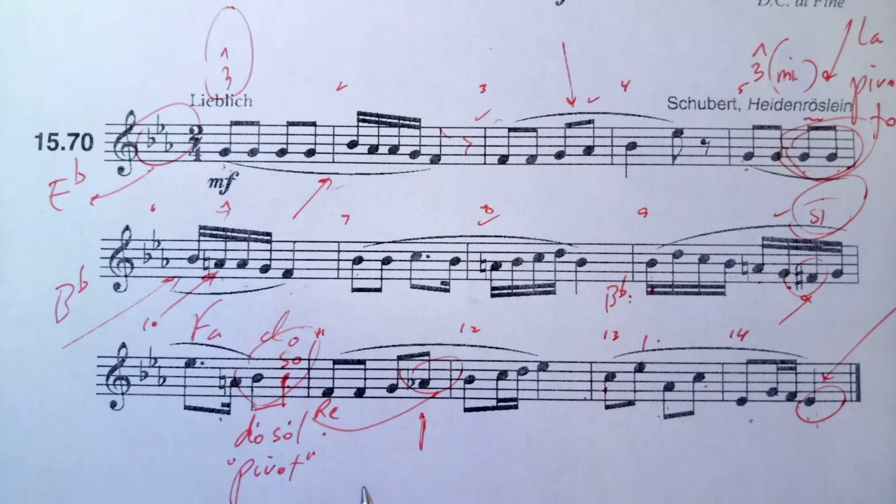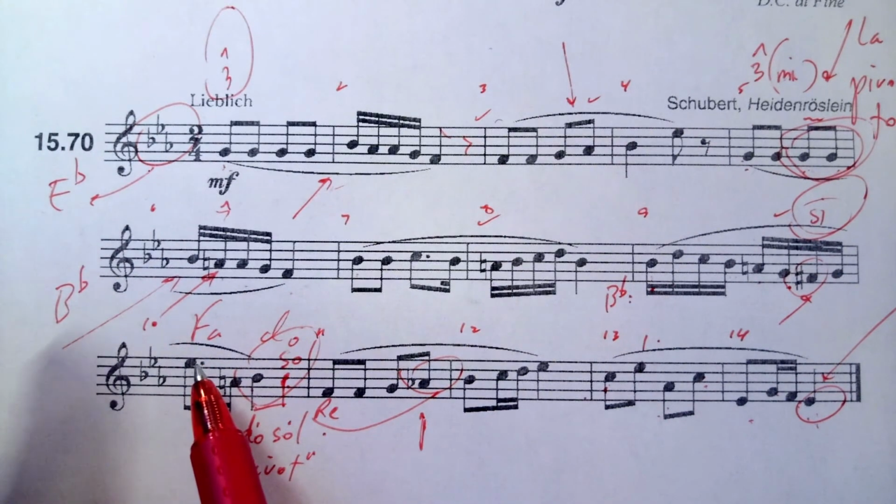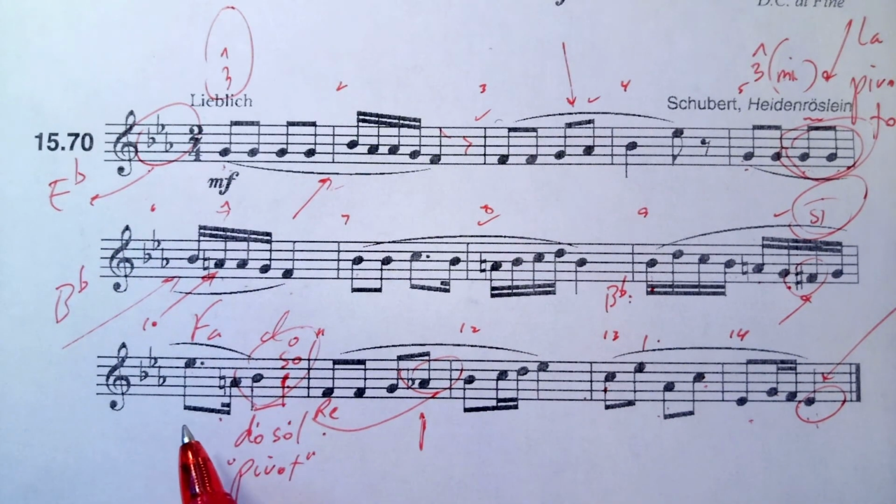Students, please practice this example with solfege, movable do, which modulates and uses pivot tones to the dominant. So modulation from E flat to B flat major.